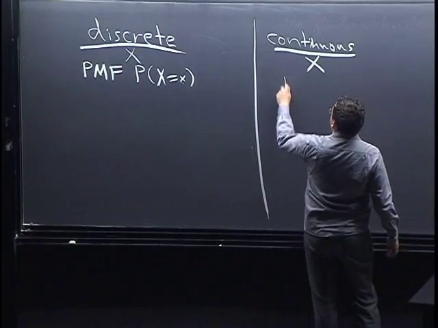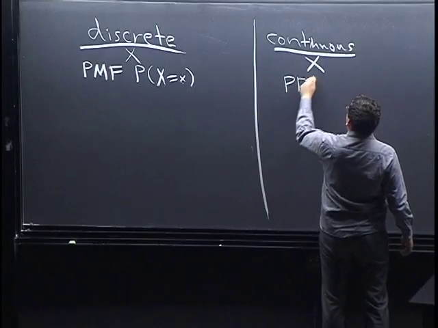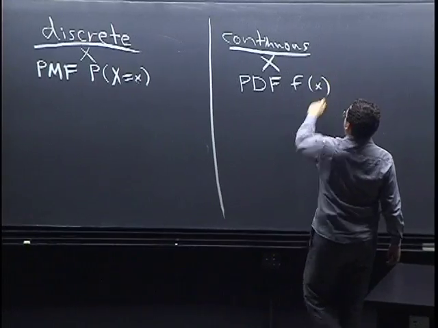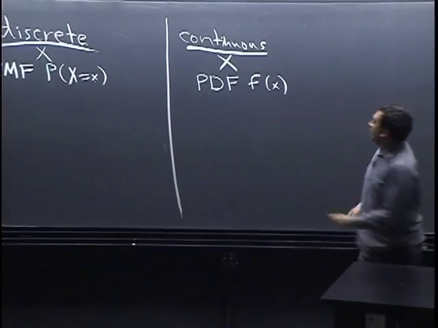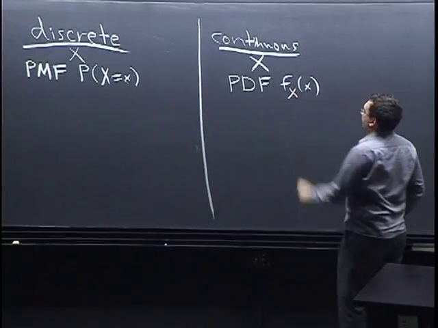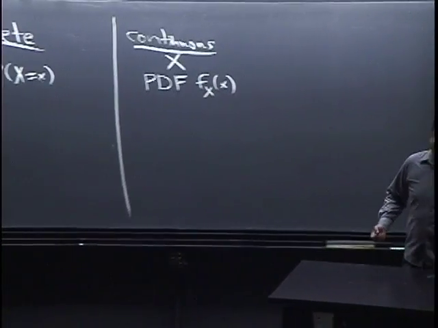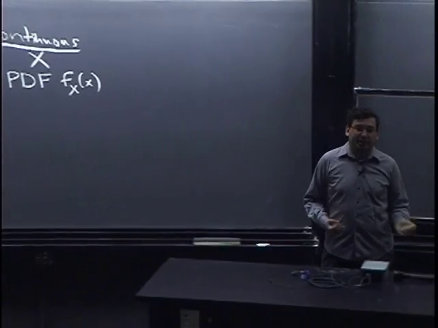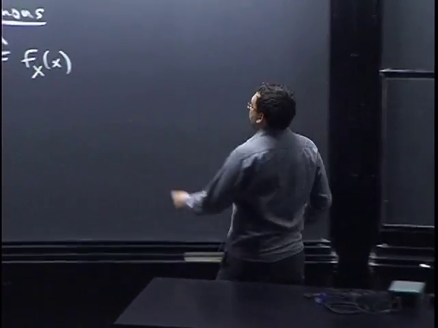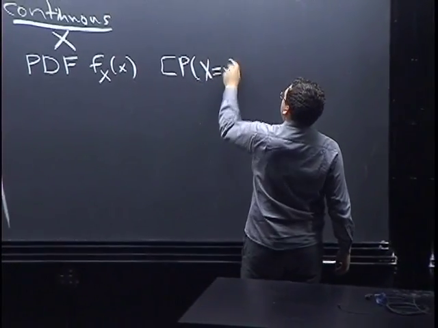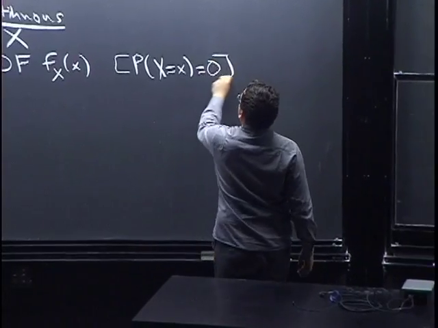So in that case, we have a PDF instead, which usually we would write as f of x, but you can call it whatever you want. I'll call it f sub X of x just to emphasize that this is the PDF of X. I'm going to tell you what a PDF is, but I'm just telling you now that it's analogous to a PMF. The reason we need this is that the probability that X equals little x equals 0.